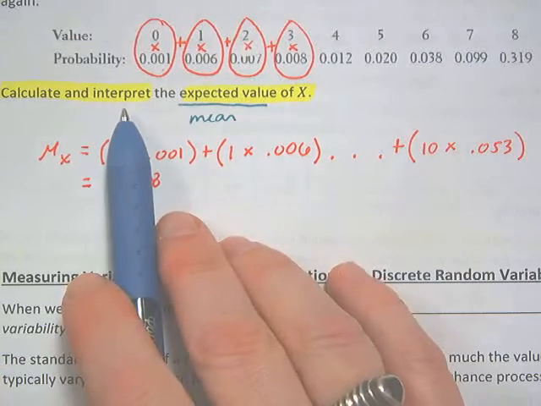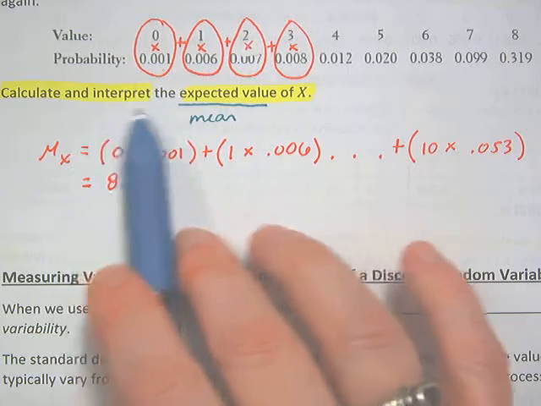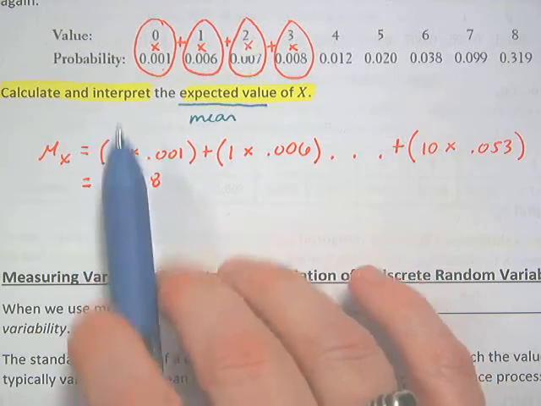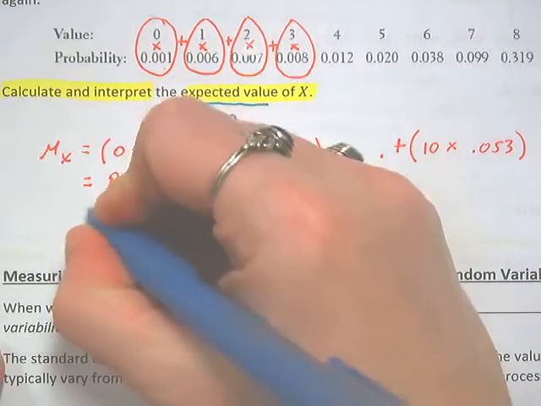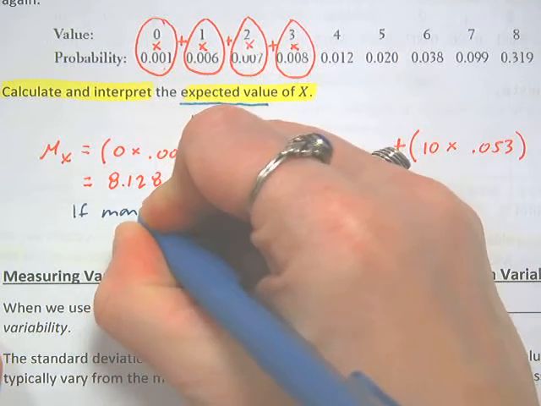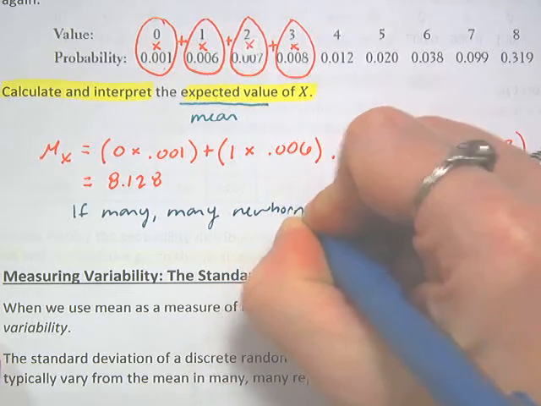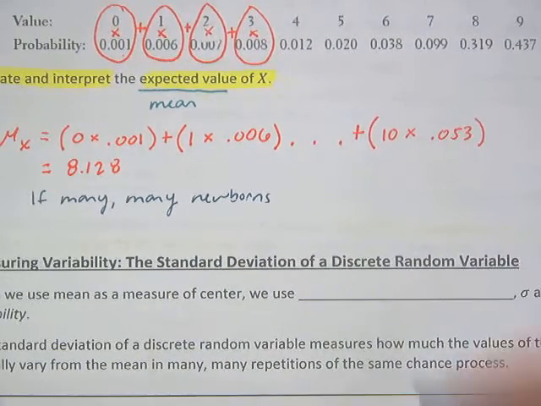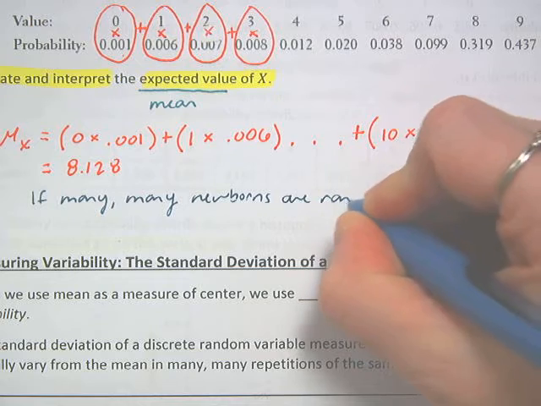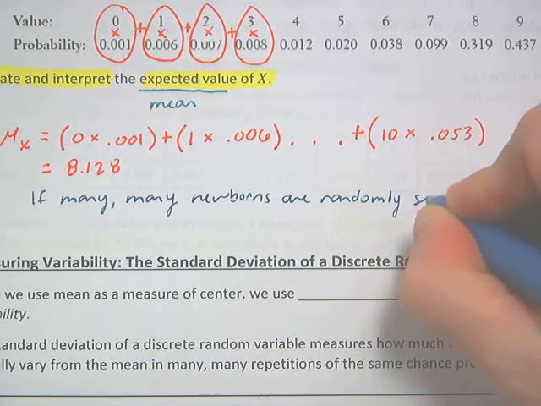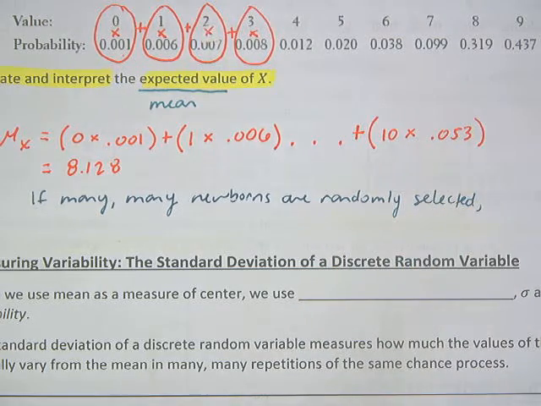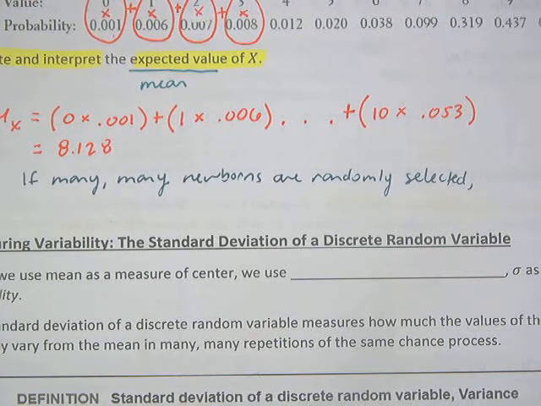Now, the interpret part is where some of you are going to struggle. But again, what this means is, we're going to write it in words. If many, many newborns are randomly selected, I'm talking a lot, not just 100 from one specific hospital, but hundreds of thousands from across the whole country that you're interested in doing this research on.